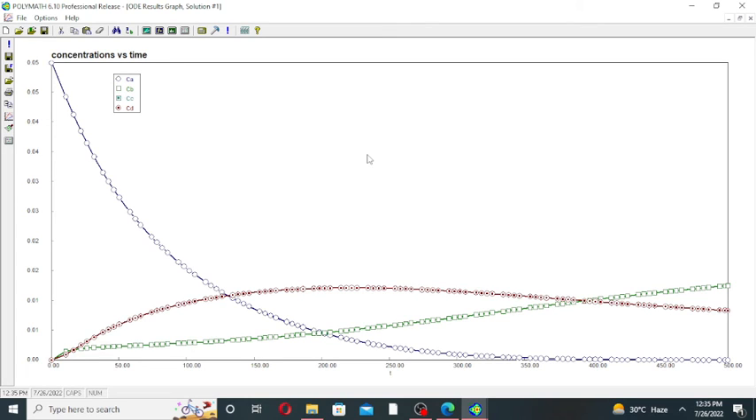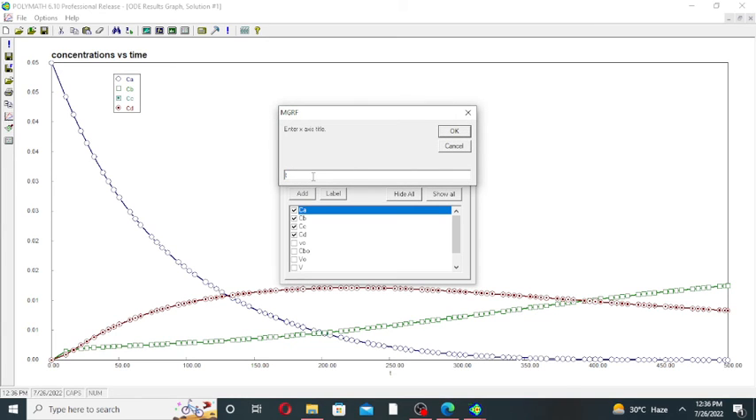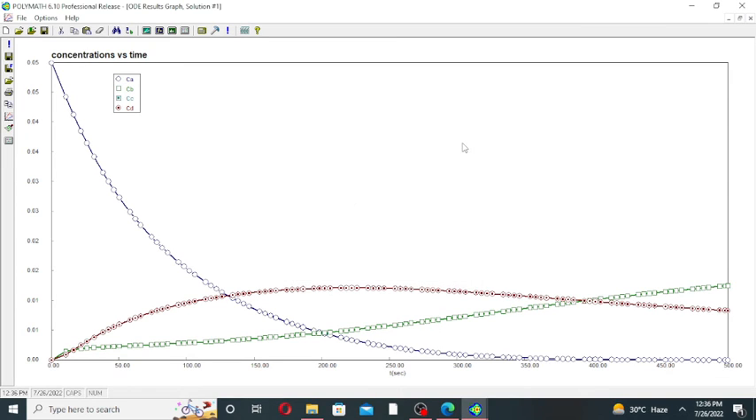So you can also see the curves and function. This is the time, so we can label it. Double click on it. The time is in seconds, so I am writing second and click on OK. So time in second will appear. I am closing it.